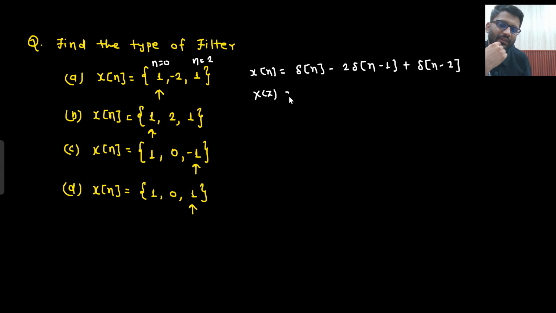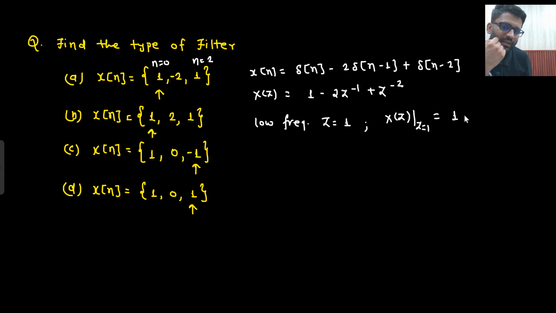So what is your x of z? That would be 1 minus 2 z inverse plus z to the power minus 2. What is the low frequency? What is the meaning of low frequency? Low frequency means z equals 1. So what is the value of x of z at z equals 1? That would be 1 minus 2 plus 1, which is 0. And what is the meaning of high frequency?